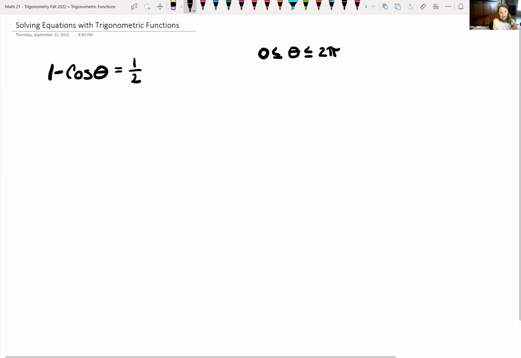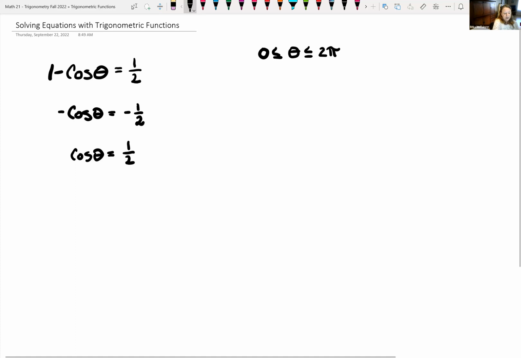So let's get cosine theta by itself, and we can do that by subtracting 1 on both sides. So we have negative cosine of theta is equal to subtracting 1 from 1/2. That would get me negative 1/2. And let's make this positive cosine of theta. So cosine of theta is equal to 1/2. And so you're thinking about all the angles that would make cosine theta 1/2. And we know that cosine theta is positive, our answer is positive, in the first and the fourth quadrant.